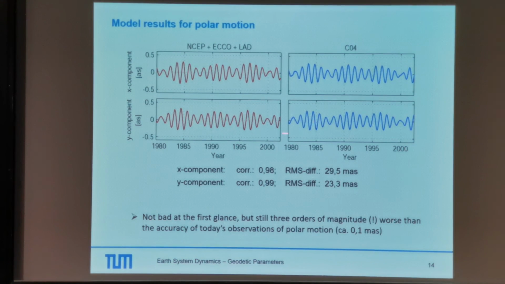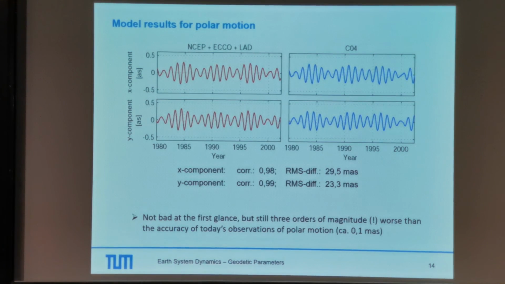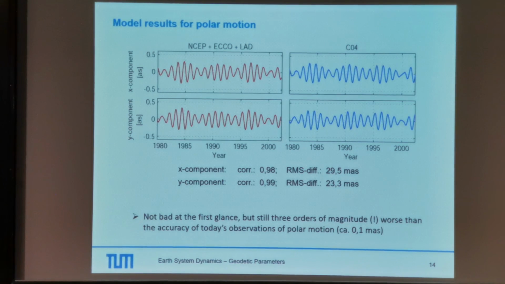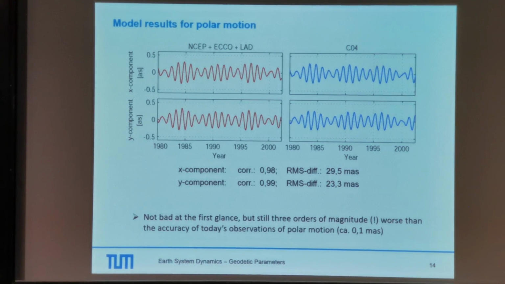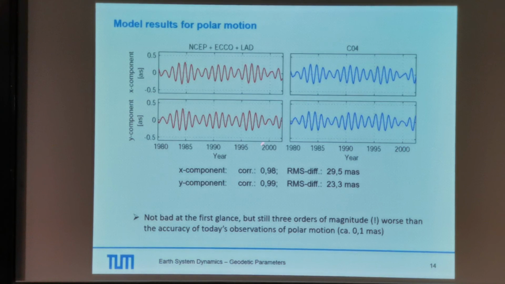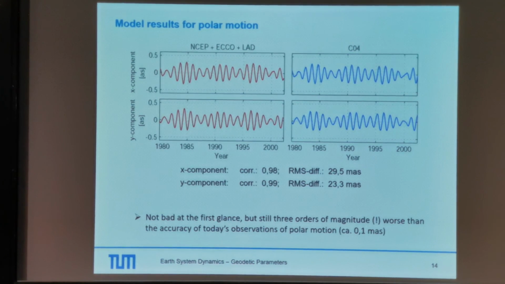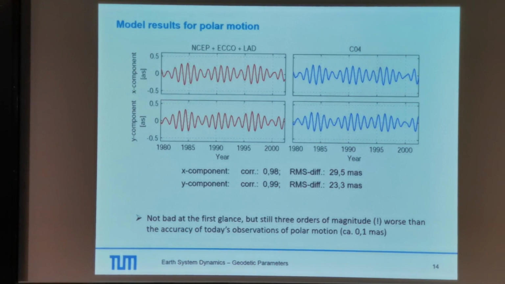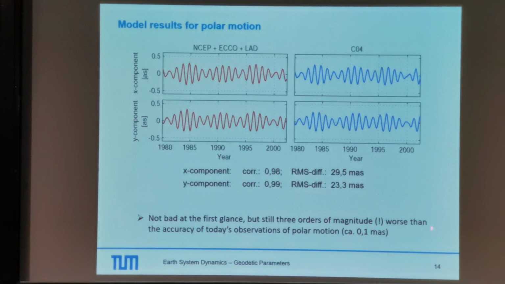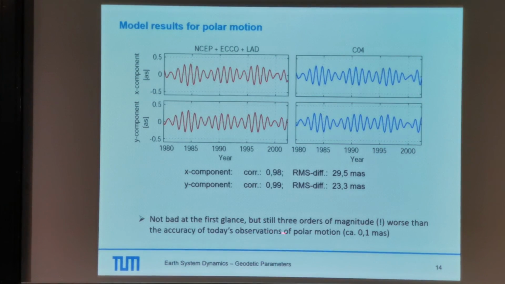It's not bad at first glance. You see that they agree quite well to each other. So left in red, model data, right in blue means observed data, observed parameters. So they quite agree, okay, but you see still three orders of magnitude worse than the accuracy of today's observation of polar motion.